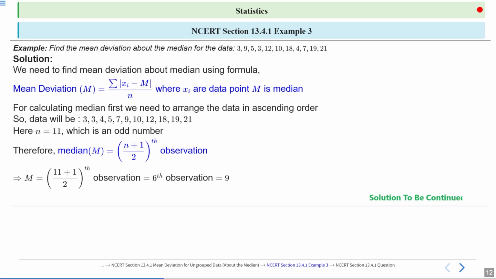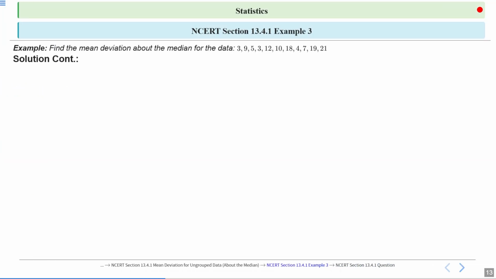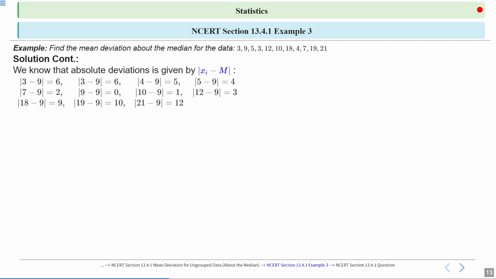And so now we will continue solving the rest of the problem. So we know that absolute deviation is given by mod of xi minus m, where xi are data points and m is the median. So here the absolute deviations of the given data about the median are as follows.